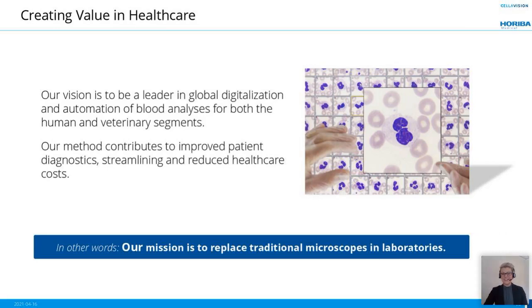We are a bit cocky when we say that our mission is to replace traditional microscopes in the laboratories, and I think we're on a good way to do that. But remember, replace the microscope, not the medical technologists. As I said in the beginning, an automated digital cell morphology system performs a pre-classification. The post-classification and the final result always need to be done by a medical technologist, using the in-depth knowledge that all those people around the world have when it comes to blood cell morphology.